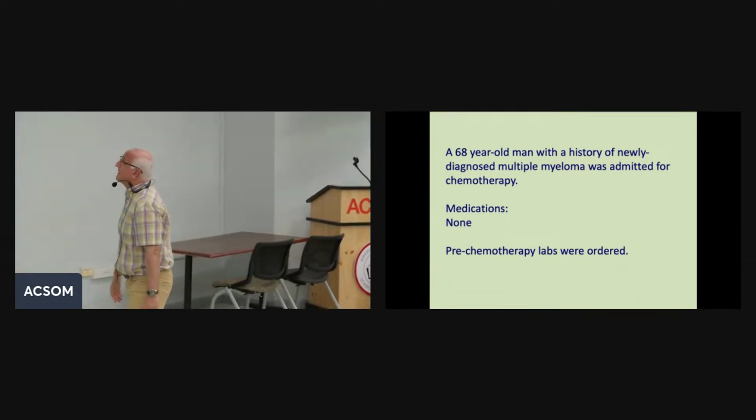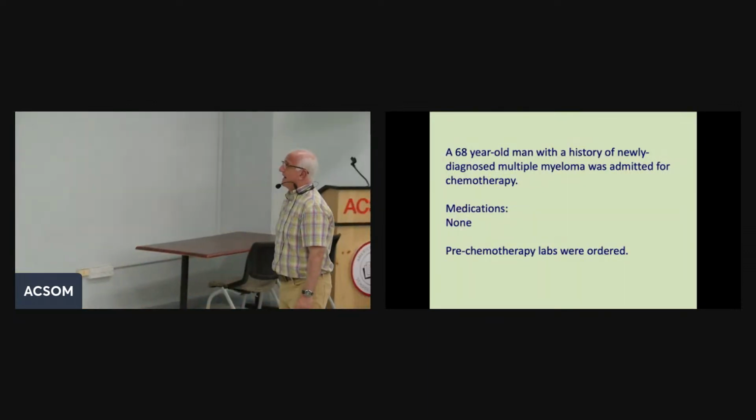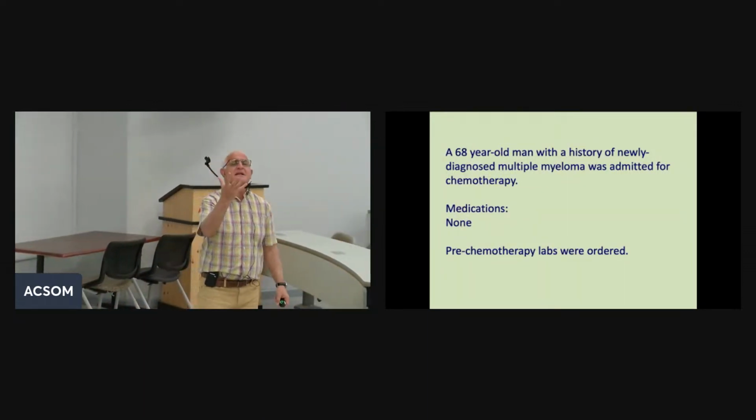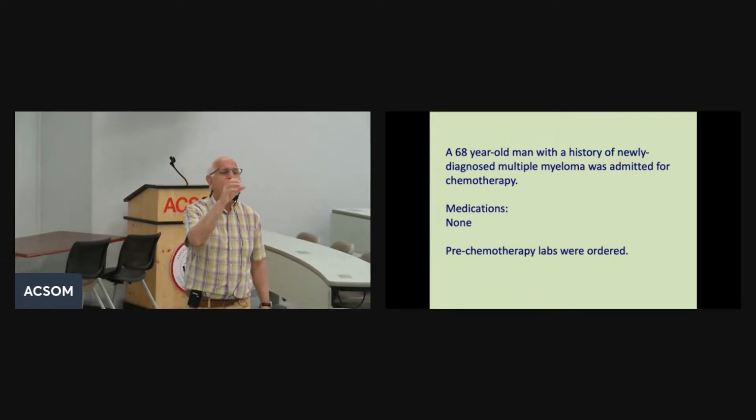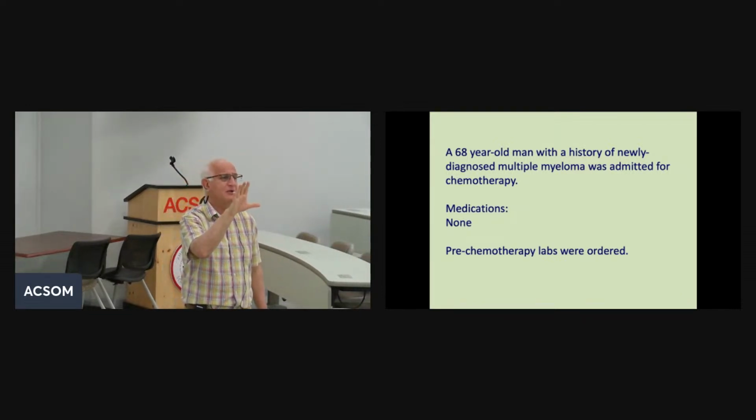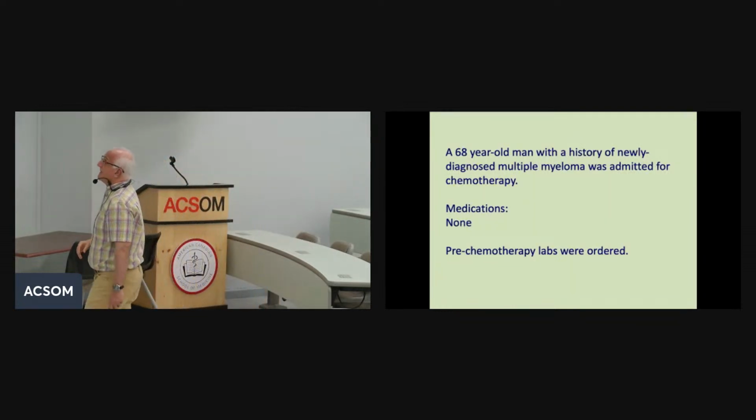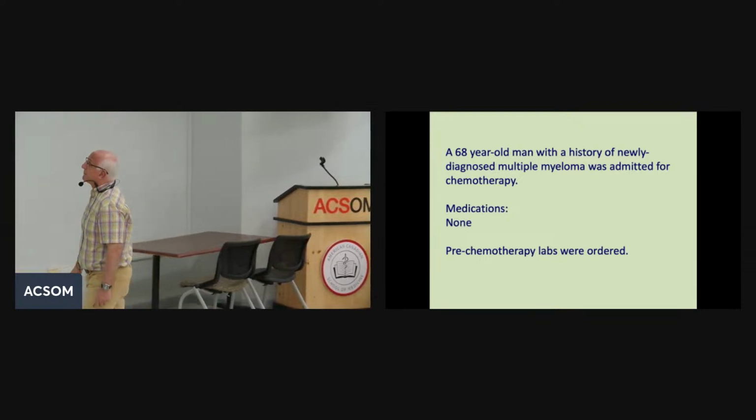A 68-year-old man comes with newly diagnosed multiple myeloma, admitted. Multiple myeloma is a blood cancer where you have some form of immunoglobulin that is secreted in your serum. So you have a lot of protein in your serum. That is abnormal. Medications, he's not on anything.